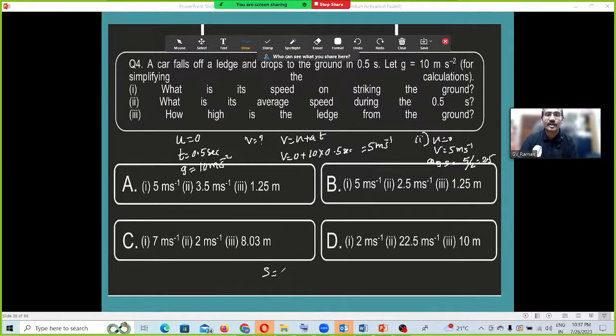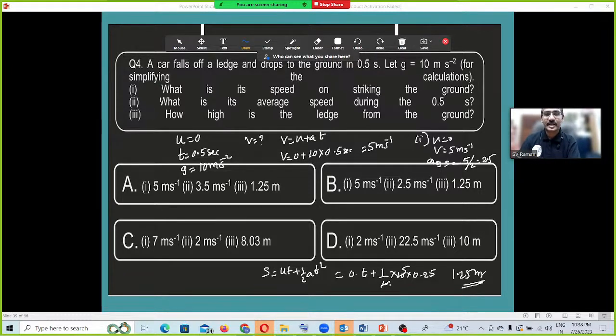Again, s is equal to ut plus half at square, we can find out. So s is 0 into t plus, time t is given, but the value will become 0, plus half into 10 into the time value they gave, 0.5, whole square, which means 0.25. Once you do that, we will get approximately 1.25 meters as the right answer.